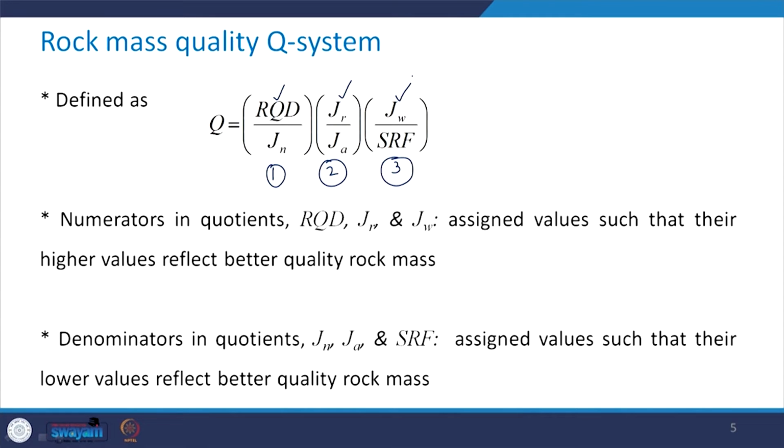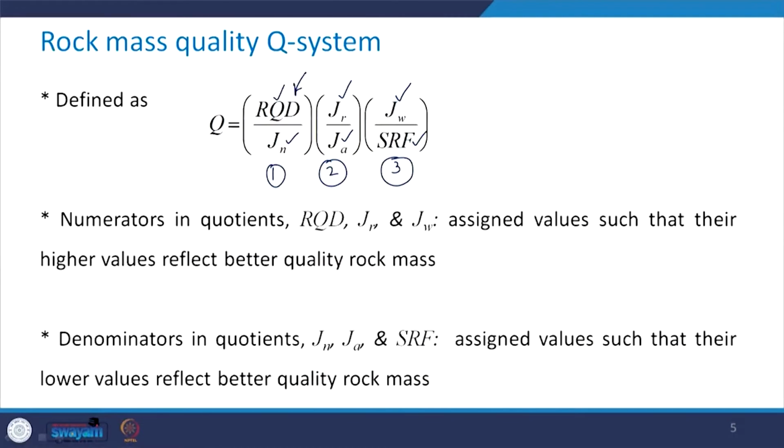So, higher values will give me the higher value of Q, and we have seen that if this Q index is higher, it represents better quality of rock mass. But this Q is also inversely proportional, or there exists an inverse relation, with the denominators of these quotients like Jn, Ja and SRF. So, these 3 parameters and their values are such that their low values reflect better quality of rock mass. So, the moment these quotients are higher, it will give us the representation for the better rock mass. So, this is an important point.